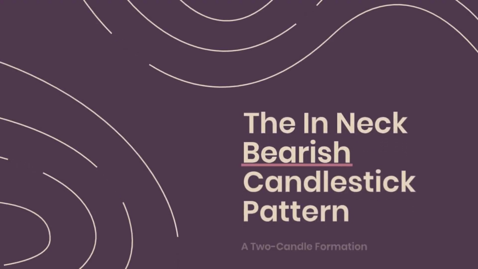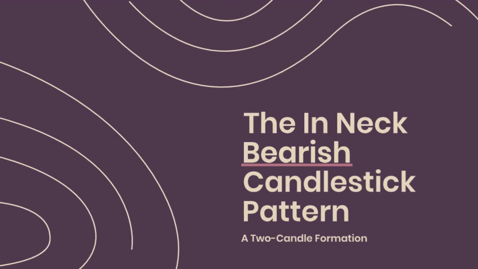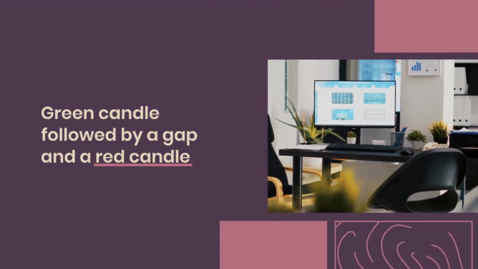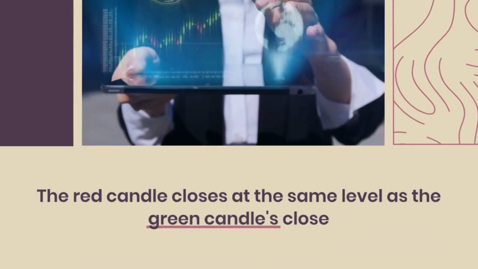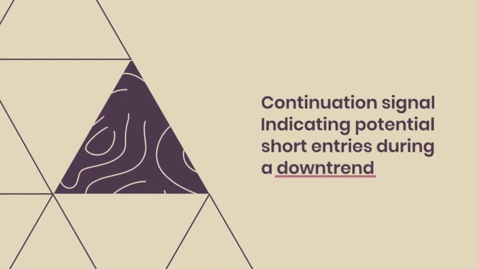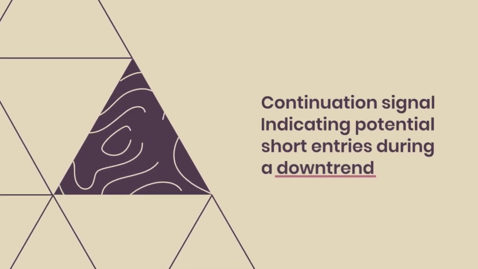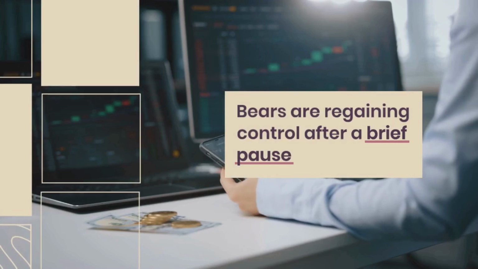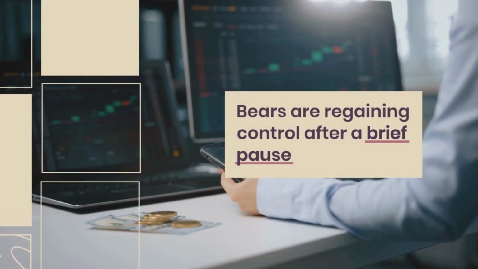The in-neck bearish candlestick pattern is a 2-candle formation used in technical analysis. It begins with a green candle, followed by a gap and a red candle. The red candle closes at the same level as the green candle's close. This pattern is a continuation signal, indicating potential short entries during a downtrend. It suggests that bears are regaining control after a brief pause.